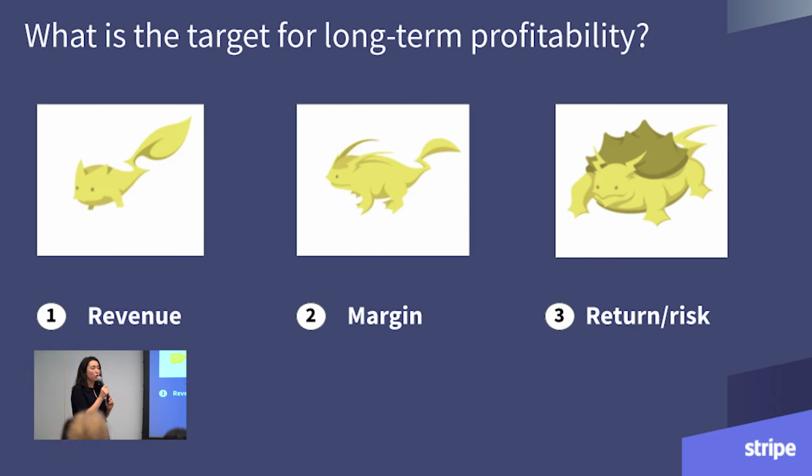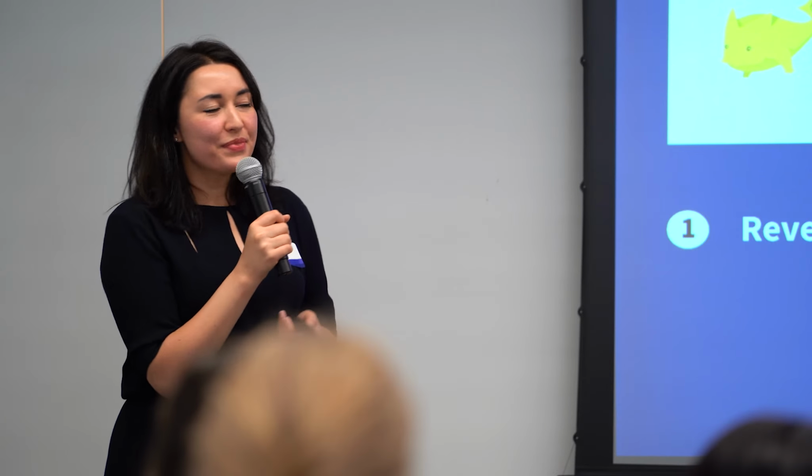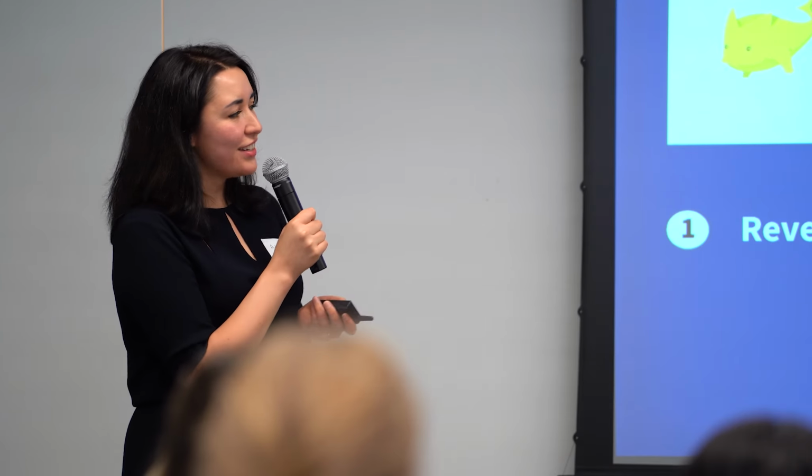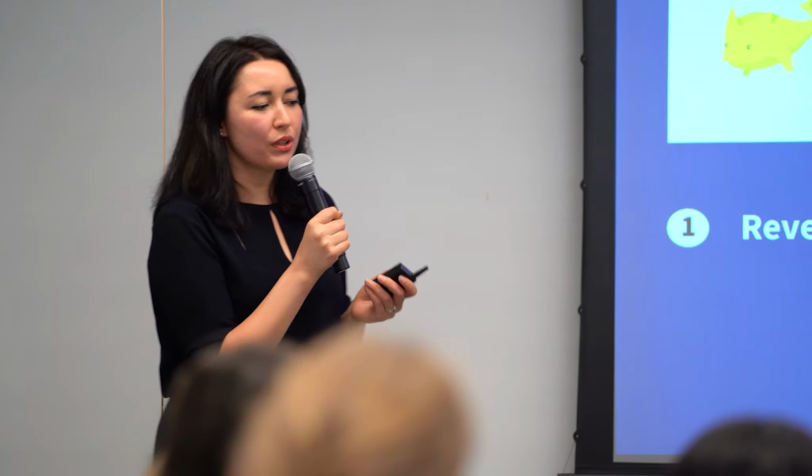Okay, so the answer to our question is the ultimate target for long-term profitability is return on risk ratio. And at Stripe, we're now moving to implement this framework for our existing users as well as for our prospective users. Okay, thank you for your time. And actually, if you have any questions, we're going to take 1 question per talk.